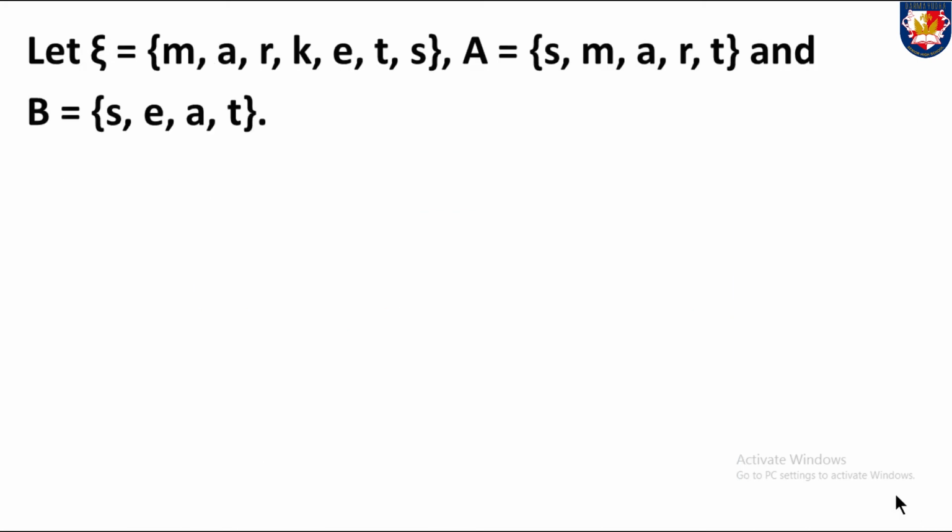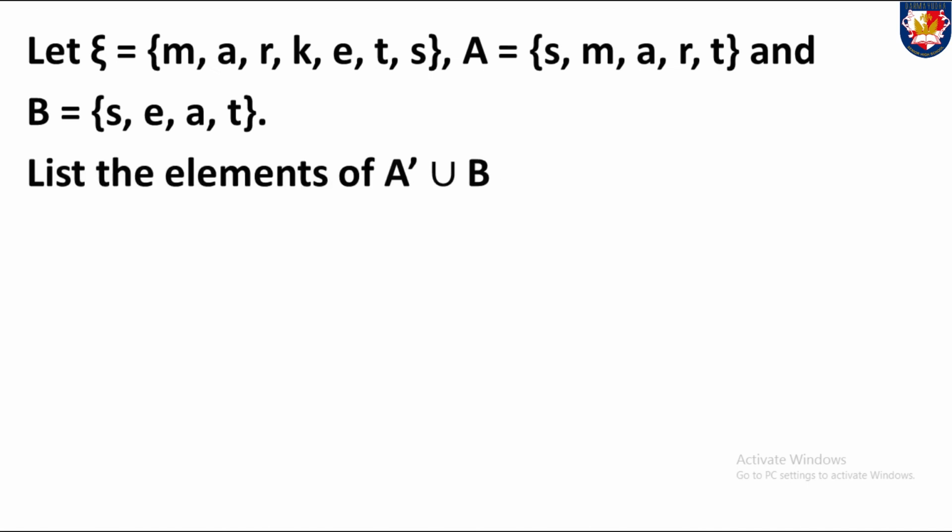Next example. This example is also from your book. So let the universal set be M-A-R-K-E-T-S, and there is a set A, where the elements are S, M, A, R, and T. And there is a set B, where the elements are S, E, A, and T. Now, to find the elements of A complement union B, we draw it in a Venn diagram.